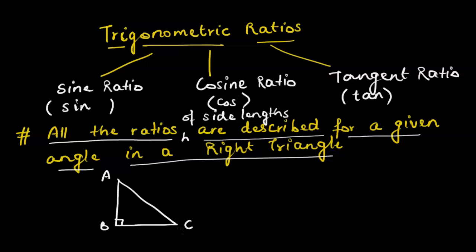If this is the right triangle ABC and these are their respective side lengths a, b, c, and let's say we have to write down the sine ratio for angle A, because ratios are always described for a given angle. So let's describe the sine ratio for angle A. How do we write it down? We write sine of angle A, which would be equal to opposite over hypotenuse.